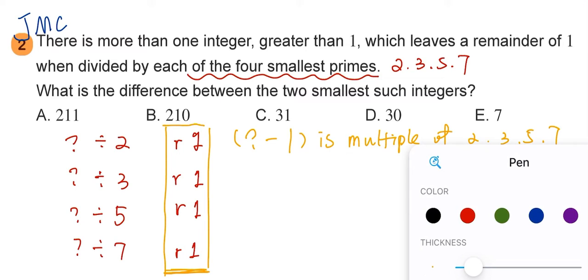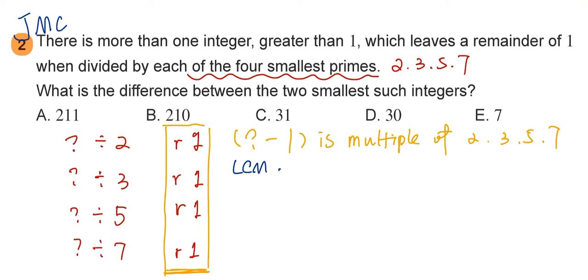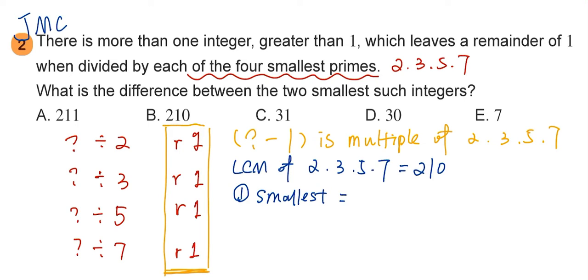Okay, and then the lowest common multiple of 2, 3, 5, and 7 would be 210, because these numbers are co-prime with each other. So you just multiply them together to get the lowest common multiple. All right, so then we can think, what's the smallest number? The smallest possible number that we can get would be 210, add back that 1 we subtracted. So that would be 211.